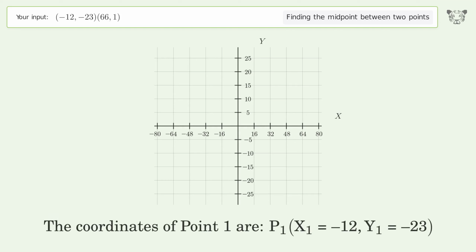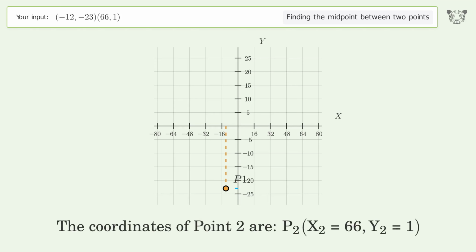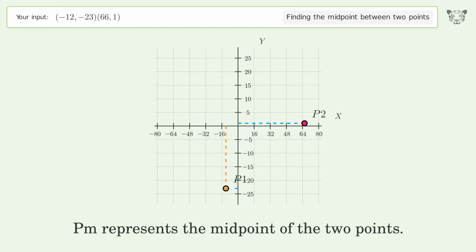The coordinates of point 1 are x1 equals negative 12, y1 equals negative 23. The coordinates of point 2 are x2 equals 66, y2 equals 1. PM represents the midpoint of the two points.